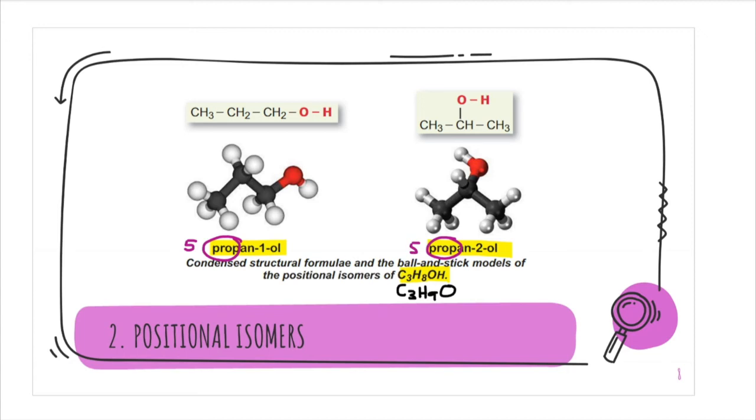But if you look at the numbers, here we have a 1 and here we have a 2, indicating that the position of the functional group, which in this case is called a hydroxyl, has changed. And since the position has changed, these two are examples of positional isomers, or we can say that the one is a positional isomer of the other.